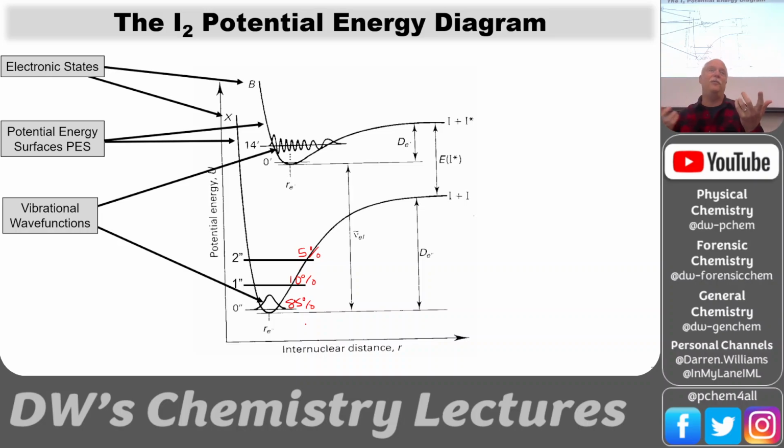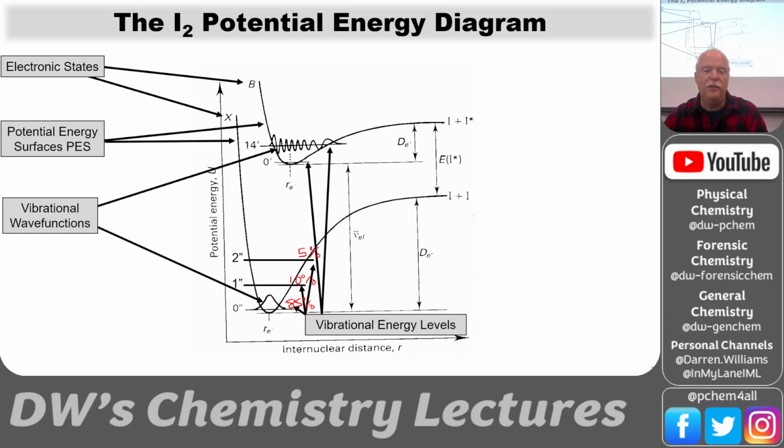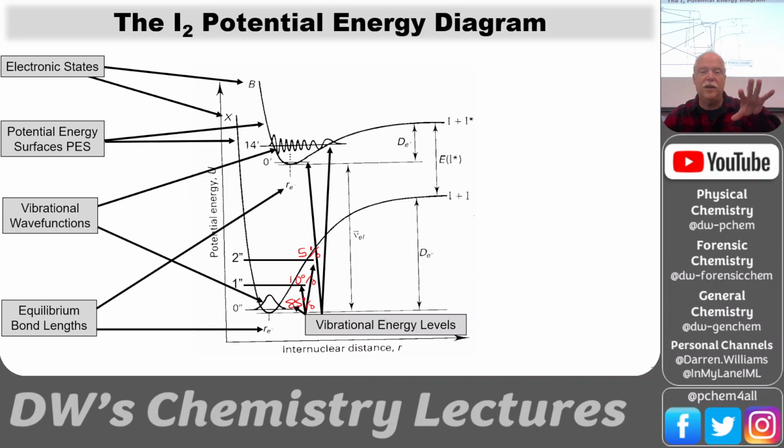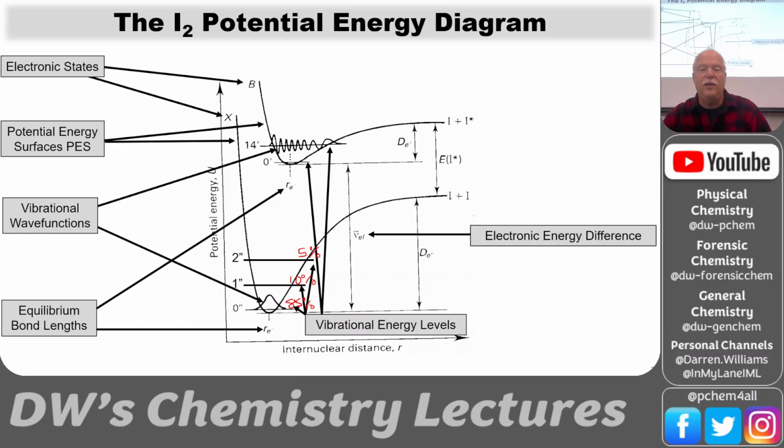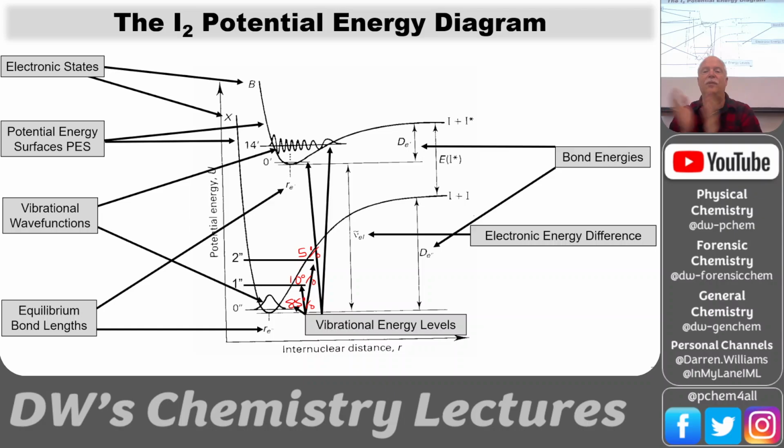So we're not doing just the fundamental transition. We may have the fundamental electronic transition, but we have some hot bands also. So we'll have some hot bands from the 1 and from the 2 level down here. We have those vibrational energy levels, and then we have the equilibrium bond lengths in the ground and excited electronic states. We have the electronic energy difference, so that's the difference in the minima of these two potential energy surfaces. And in this case, these are the bond energies, the dissociation energies. So in this lab, dE is not the centrifugal distortion constant. dE is the bond dissociation energy.